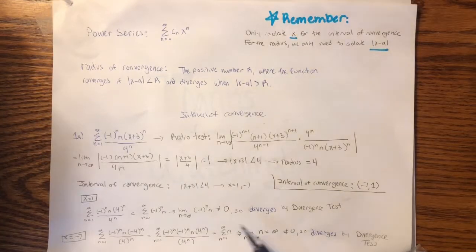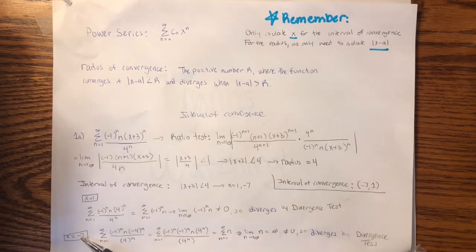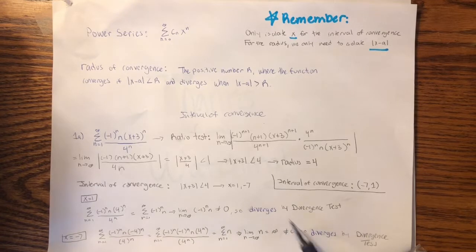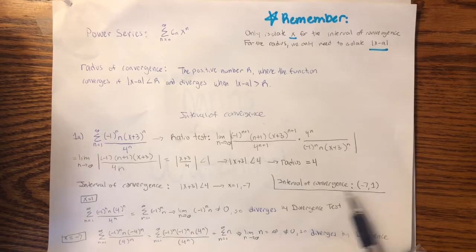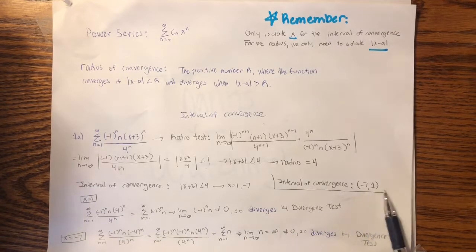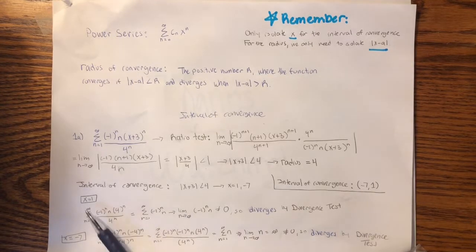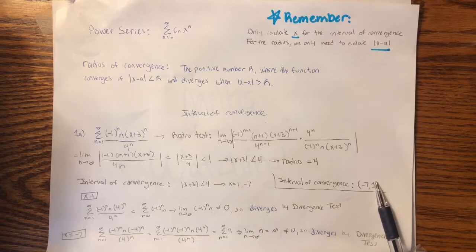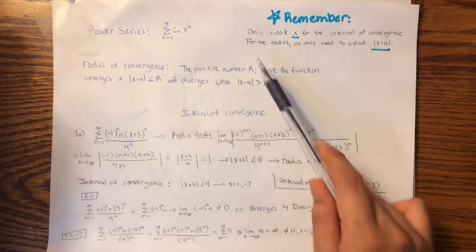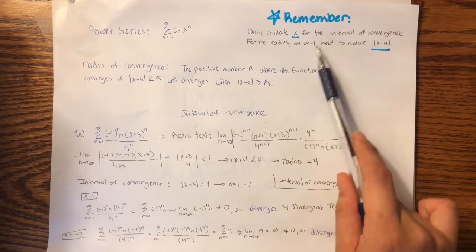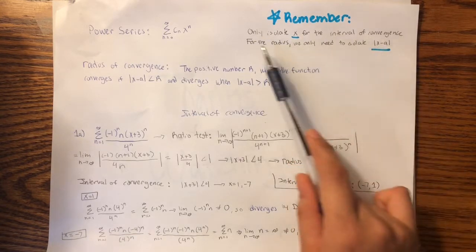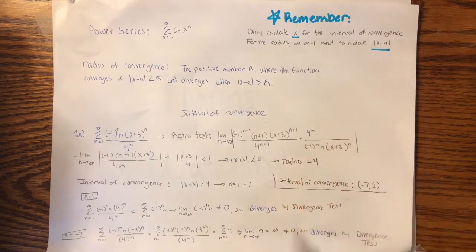Now, since both at x equals 1 and x equals negative 7 it diverges, we can say that the interval of convergence is from negative 7 to 1 with parentheses. If, for instance, it had converged when x equals 1, we would have had to use a square bracket here instead. Here's a quick reminder: only isolate x for the interval of convergence. For the radius, we only need to isolate x minus a.